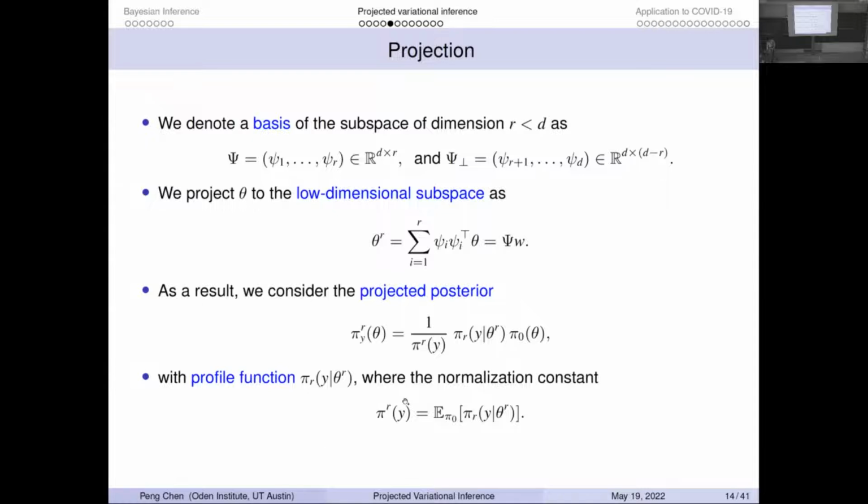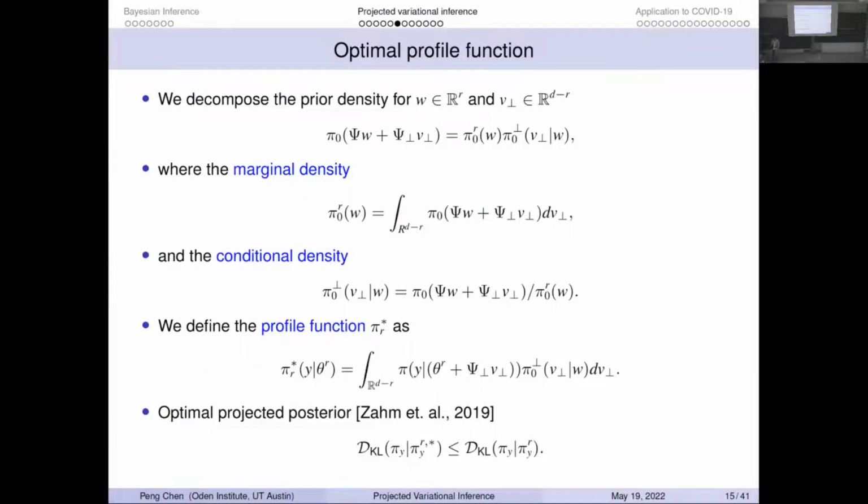But what kind of profile function can we compute or define? Well, here's a sort of optimal profile function. We can decompose the prior density into this subspace in dimension r, and also the complement, in this way. Remember, previously we have the theta, but here we have the coefficient W. So this is a marginal density on W. It's given by the integral of this prior integrated with respect to V in the complement subspace. And then we can define the conditional density here, which is given by the prior divided by the marginal density. Now we can define the profile function pi star, which is the optimal profile function, as an integral of the likelihood function with respect to the conditional density.